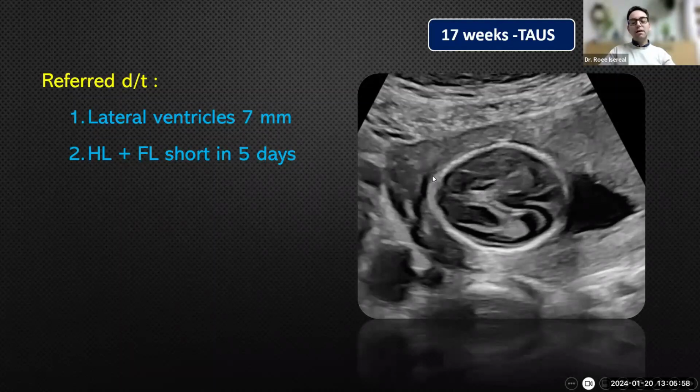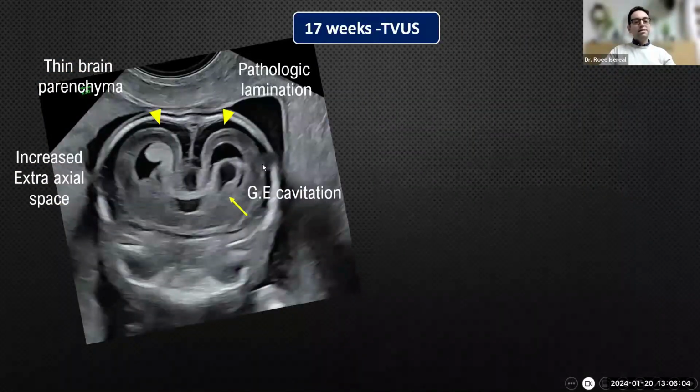It's not about the lateral ventricles. So we performed a complete neurosonographic assessment. And what you see here is everything that I showed you. The whole brain is involved. You see the cavitations of the ganglionic eminences. There's a very pathologic lamination pattern of the brain. There's a very thin and underdeveloped anterior hemispheres with a lot of extra-axial fluid surrounding them.